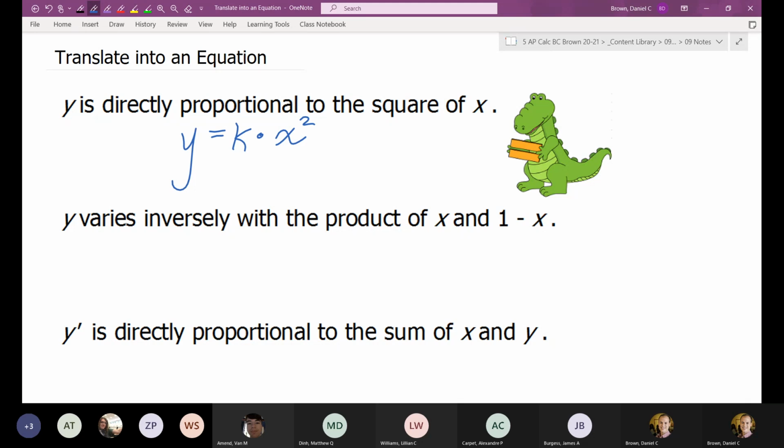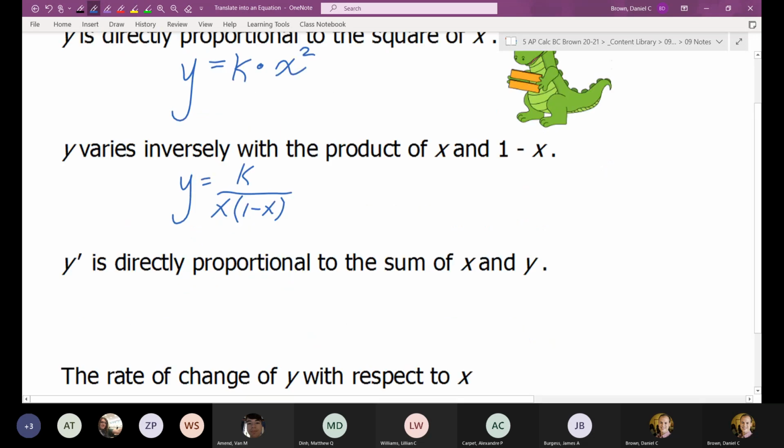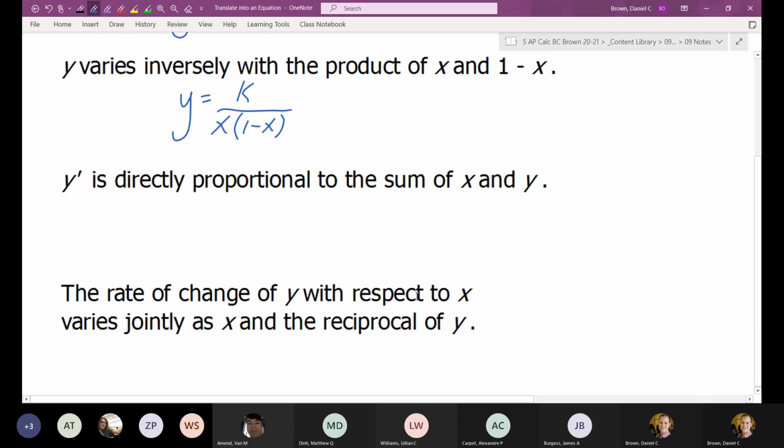That second one, y varies inversely. That's your clue, you have a denominator. It varies inversely with the product of x and 1 minus x. Again, we won't really be looking at problems like that in this class. This is calculus, and there's not really a derivative there. Ones that we're going to be looking at will be ones like what's at the bottom of the page.